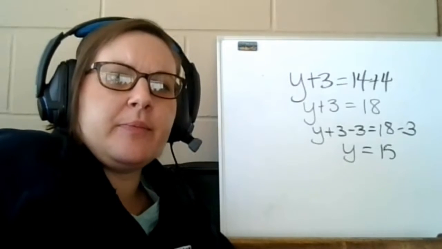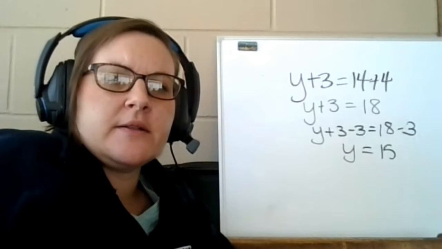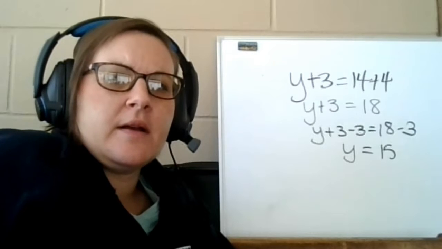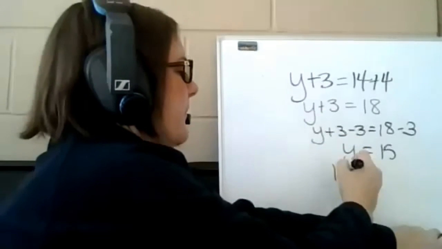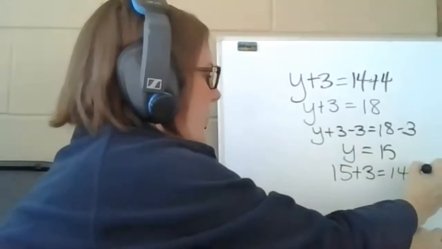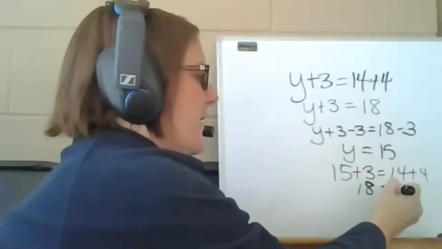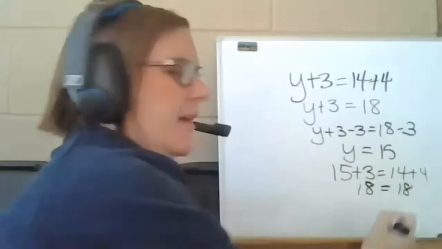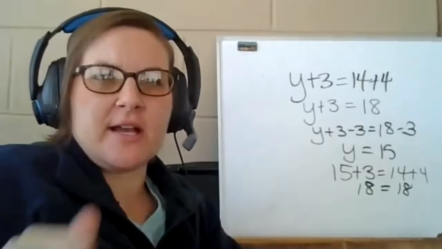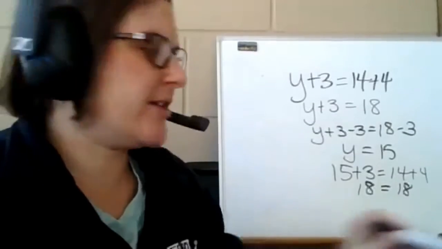Okay, now we're going to plug this back in. So let's plug it back in. 15 plus 3 equals 14 plus 4. So 15 plus 3 equals 18. 14 plus 4 equals 18. So did we do it right? Yes, we did. It checks out. We did it correct. Okay, so now let's look at section 2.